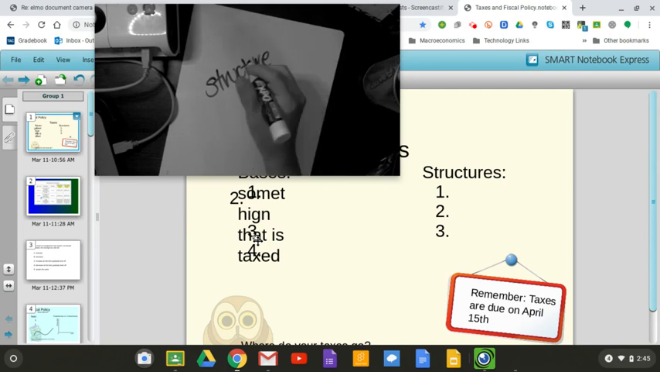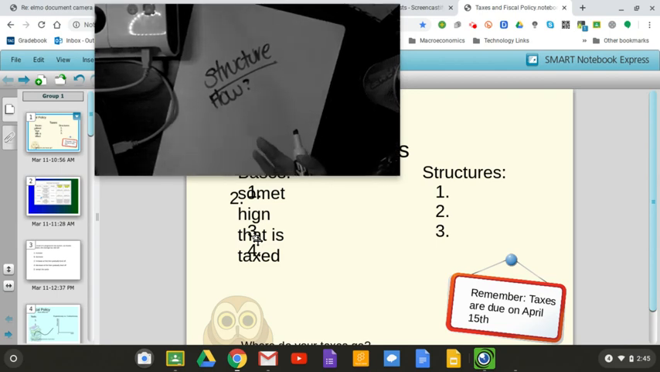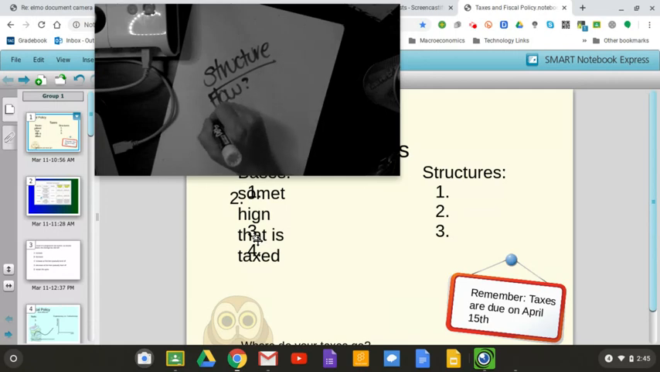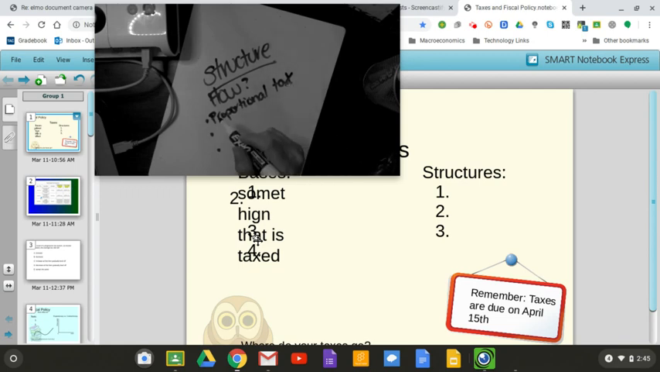A structure, as you saw on the screen here, there are 3 structures. And a structure is how it's taxed. How are we going to tax people? Are we going to tax everyone the same amount? Are we going to tax people a different amount? And what is that dependent on? So there are 3 types of tax structures. There is, everyone gets taxed the same percentage. That's called a proportional tax.